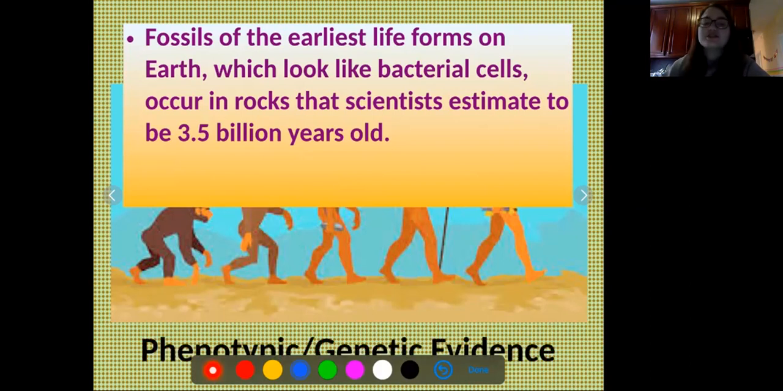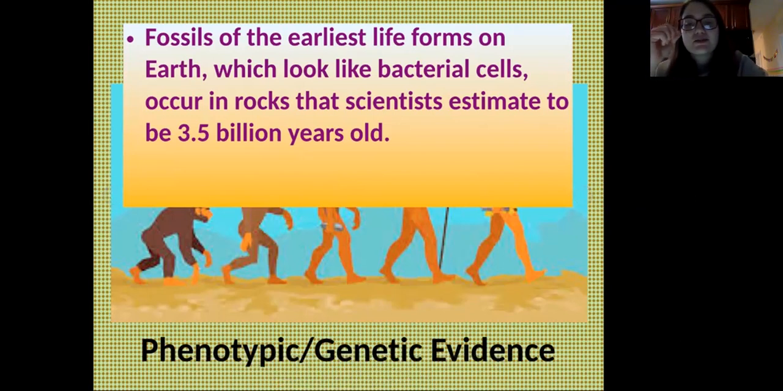All right, and we're actually looking at two different types of evidence here. We're looking at phenotypic evidence as well as genetic evidence, because once again, we're looking at the structures. We're seeing that those earliest life forms look like bacteria, but we're also looking at genetic evidence, where we're able to look at the genetic code and figure out really how similar these organisms are.